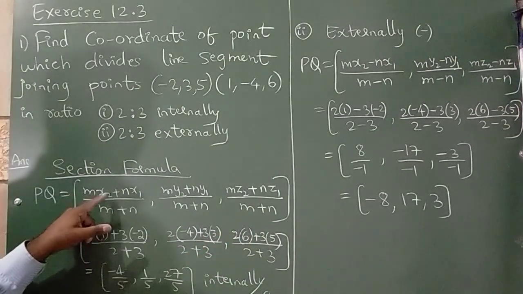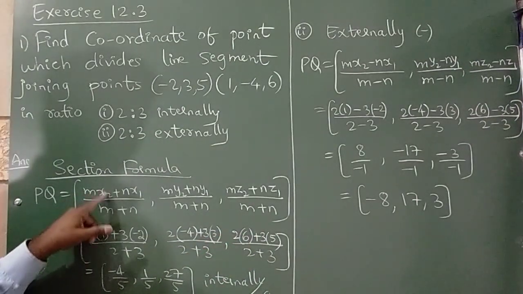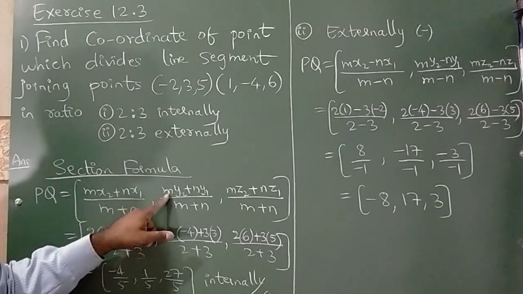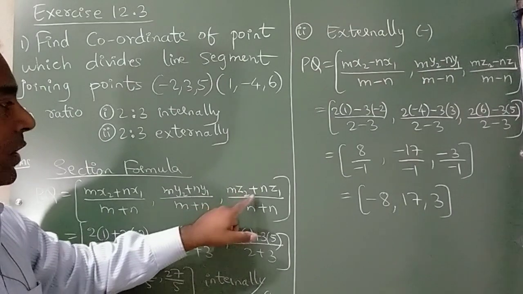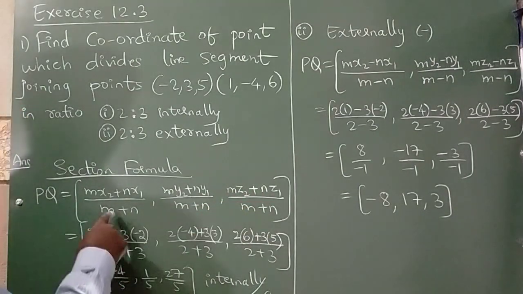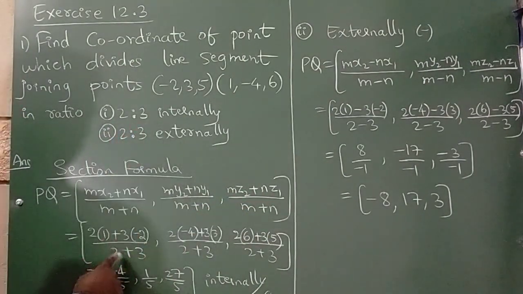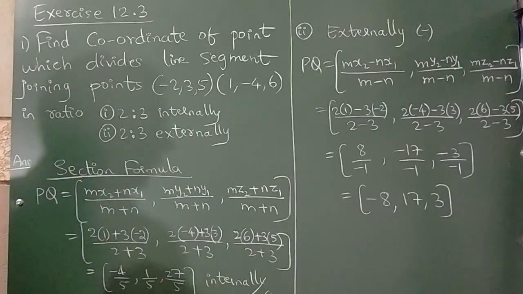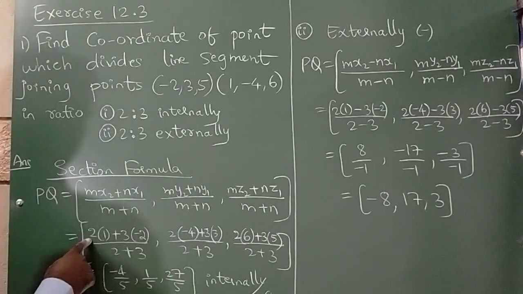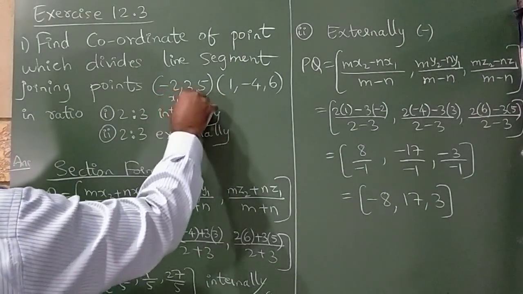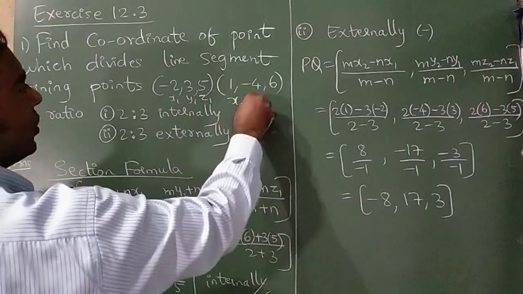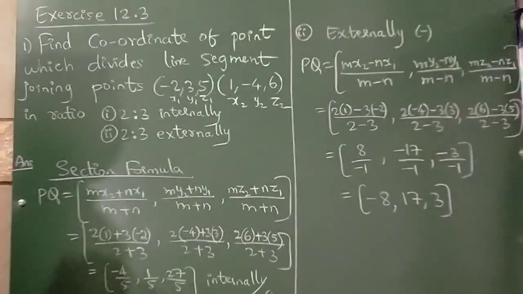Now m x2 plus n x1, and here m y2 plus n y1, and here m z2 plus n z1. Now what is m plus n? That is 2 plus 3, 2 plus 3, 2 plus 3. Fine. In place of m substitute 2. In place of x2, this. This is your x1, y1, z1. This is x2, y2 and z2.